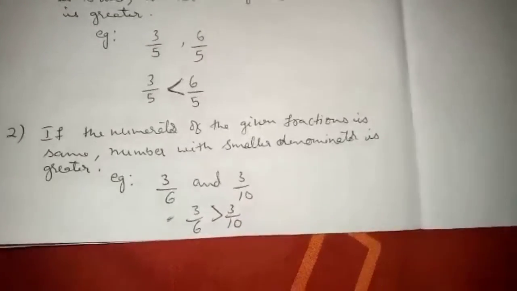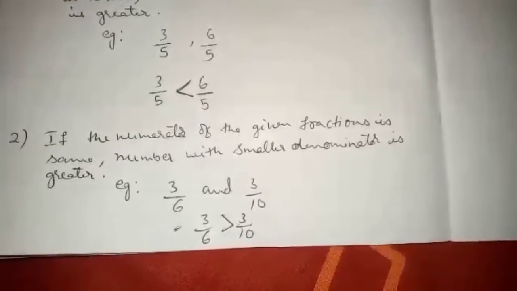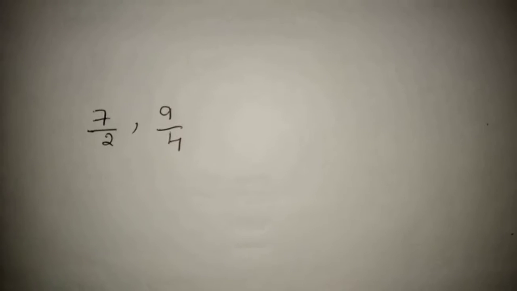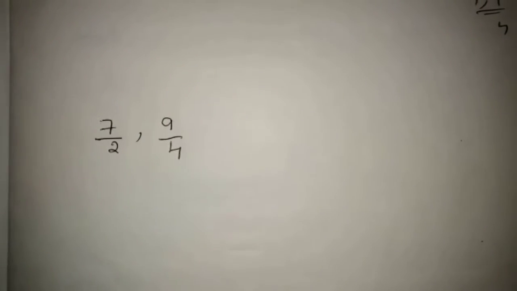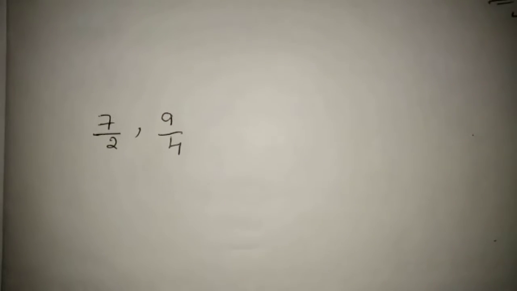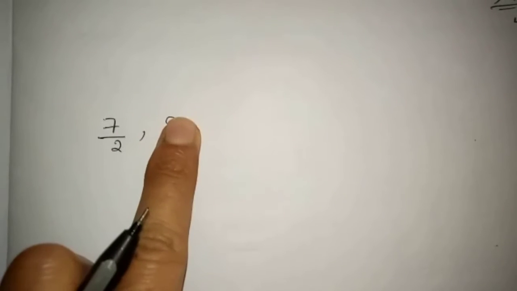So what if both numerator and denominator are not same? For example, if they have given two fractions like this, the first thing you have to see is which is same, numerator or denominator. Here check, numerator is also not same, denominator is also not same.